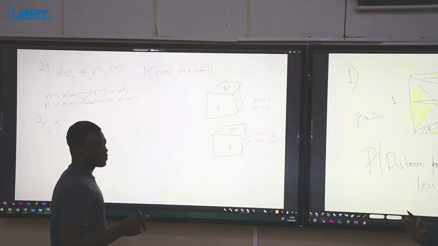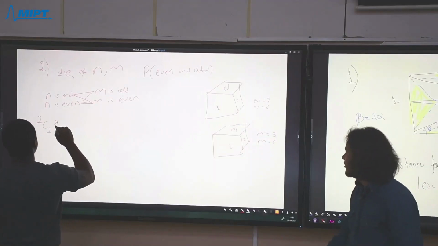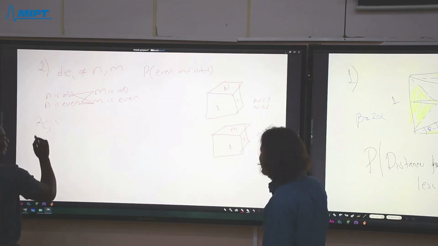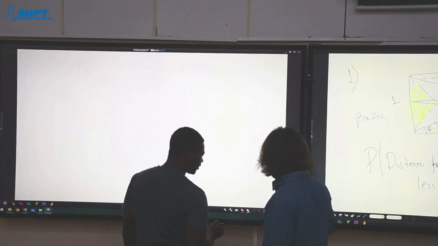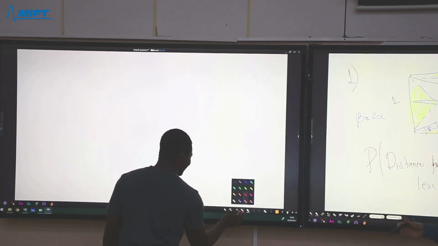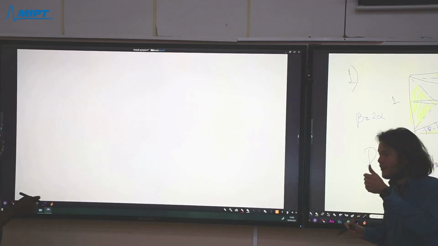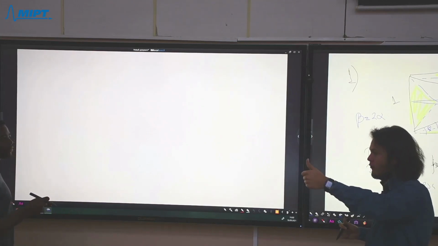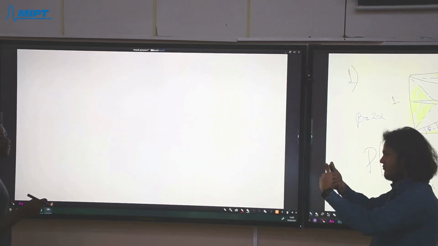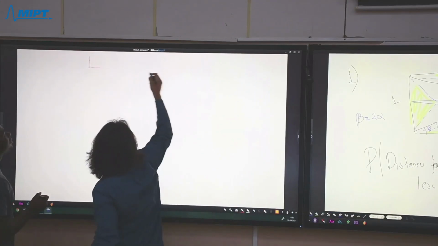Look, you have only 2 cases. In the first case, you get an even number from the first die and an odd number from the other. In the other case, it's the other way around. So let's consider these cases. This is the first case and this is the second case.